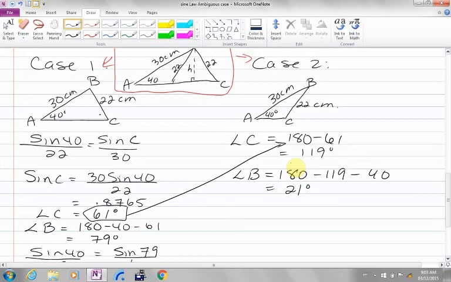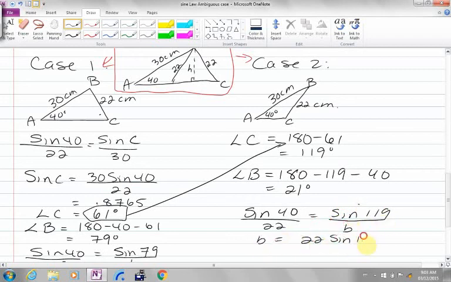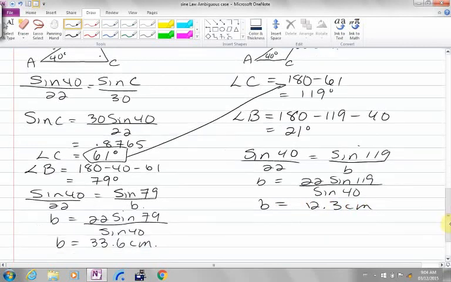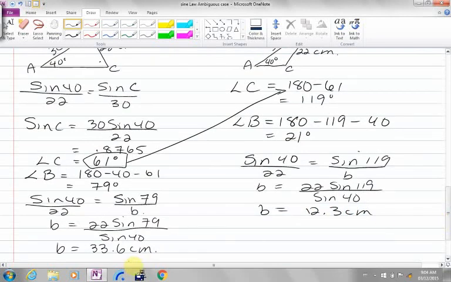So let's find that. So the sine of 40 is to 22 as the sine of 119 is to B. So B is 22 sine 119 divided by sine 40. So B works out to be 12.3 centimeters. So as we expected, significantly shorter than it was in case 1, where it was 33.6. So far, so good? Excellent.